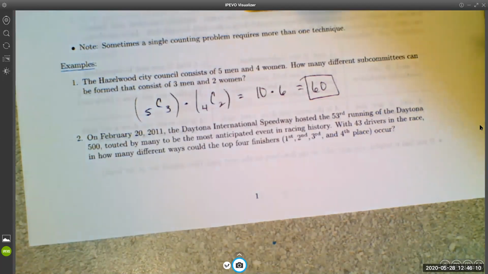Okay, I better verify that. 5 choose 3, I'm pretty sure it's 10. Let me just see. 5 choose 3 is 10. Yeah. And 4 choose 2 is 6. Okay, so that's that one.